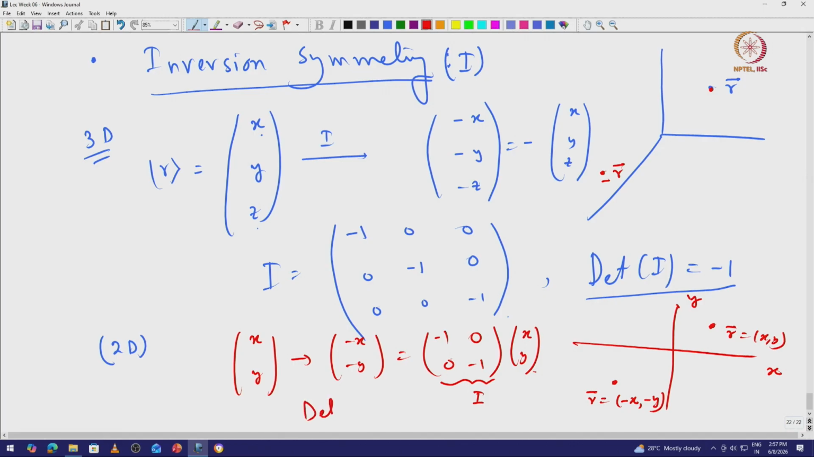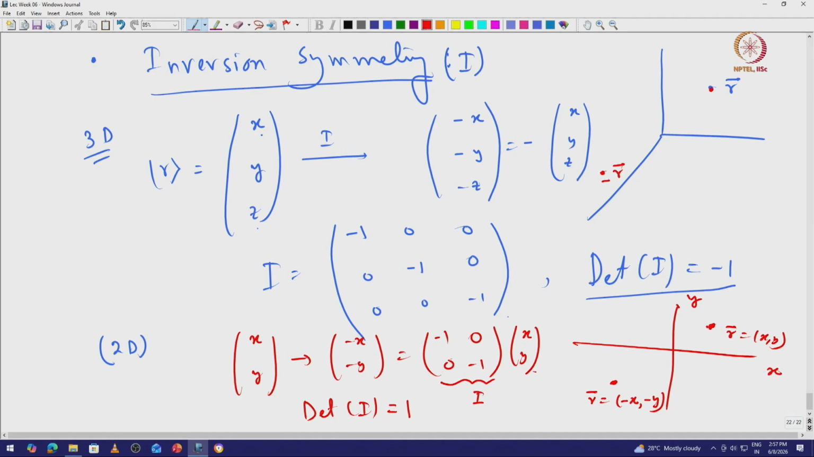Now the determinant of identity is plus 1. So it becomes a proper symmetry. So this means this going from here to there cannot be our inversion symmetry in 2 dimensions, and this is true for any even dimensions. So in even dimension there is no such thing like an inversion symmetry. Inversion symmetry is only defined in odd dimensions.